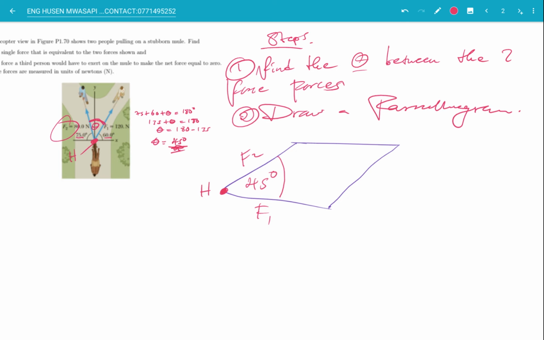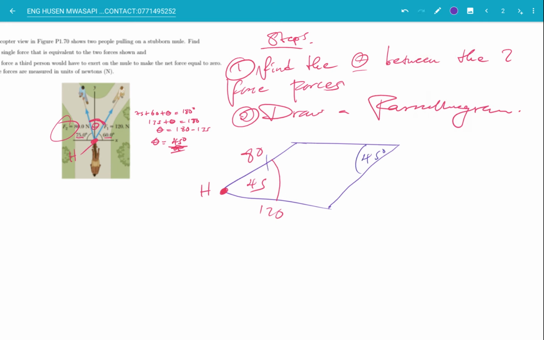Now let me put the values of F2 and F1. F2 is 80 newtons, then F1 is 120 newtons. The angle we have is 45. Remember, in a parallelogram, if this is 45, even this is 45. Let me change the color. So if this is 45, even this is 45 degrees.